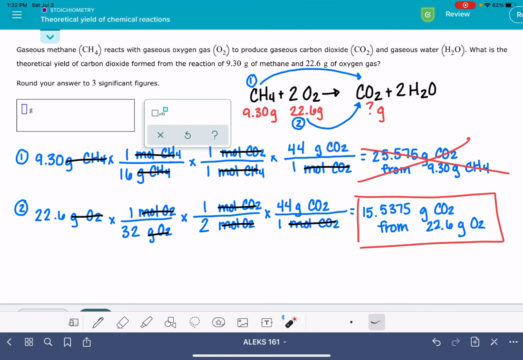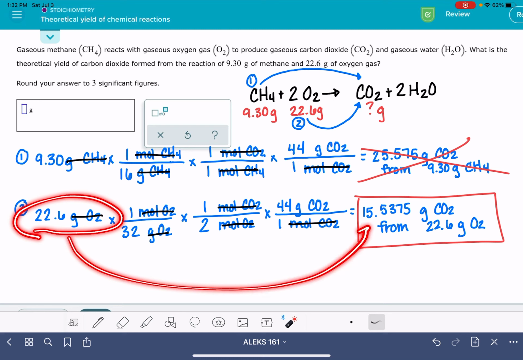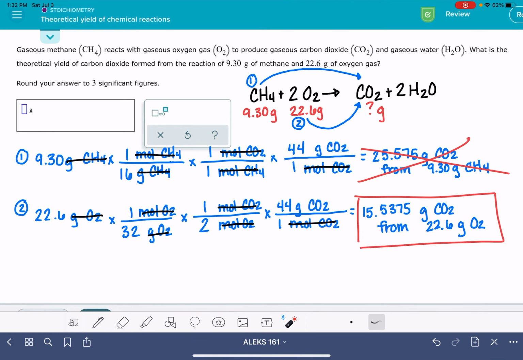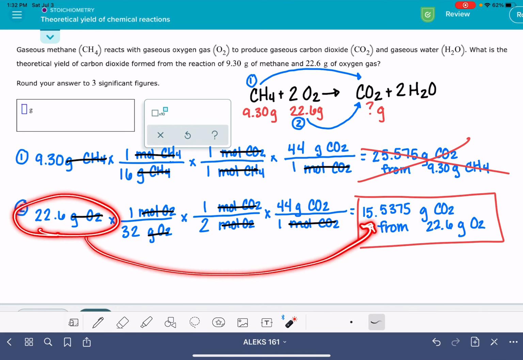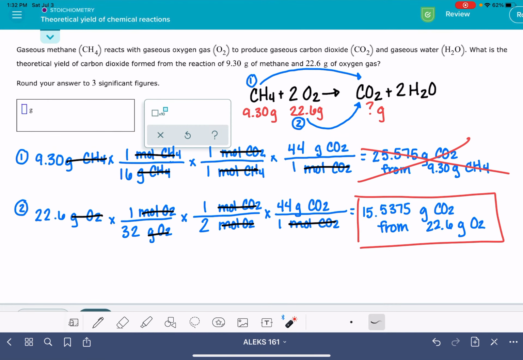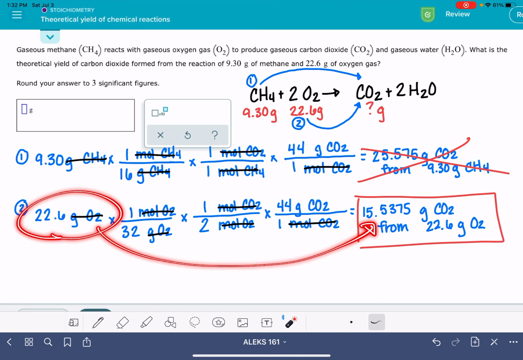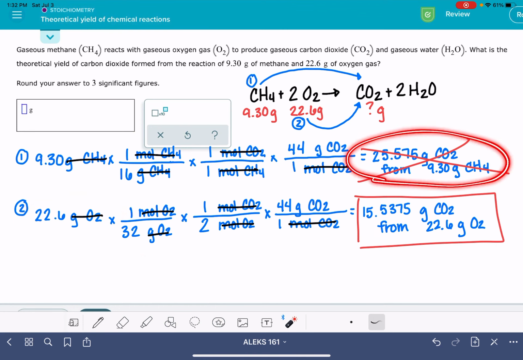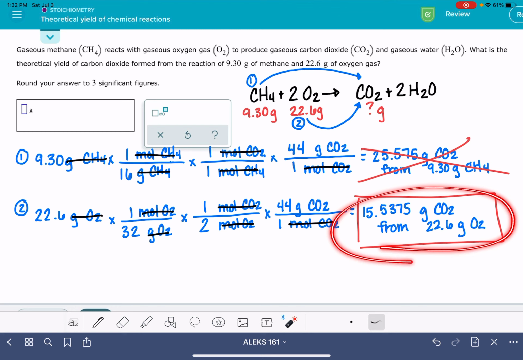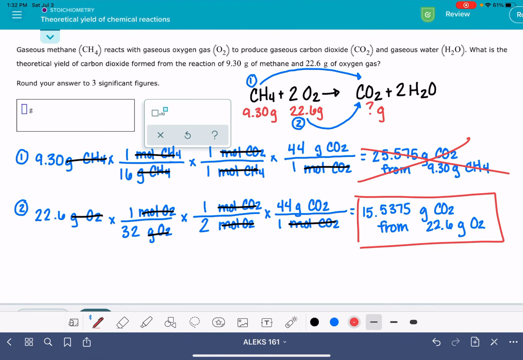We always have what we refer to as a limiting reactant. The limiting reactant is the reactant that produces the smallest theoretical quantity of our desired product. We only have enough O2 to produce 15 grams of CO2. So even though we have enough methane to make 25 grams, that doesn't even matter because we're going to run out of O2 as soon as we've made 15 grams of CO2. And it's literally impossible to make 25 grams of CO2 from this reaction. So every single time when you get to this point, you're always going to pick the smaller number. That is your theoretical yield to three significant figures, 15.5 grams of CO2.